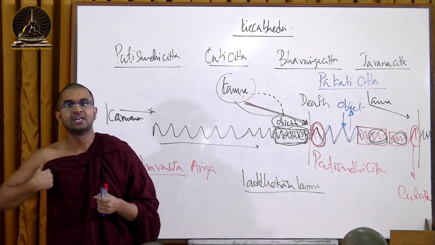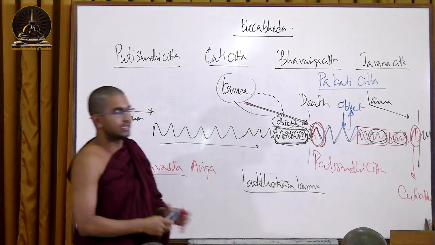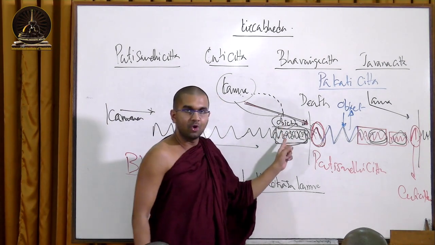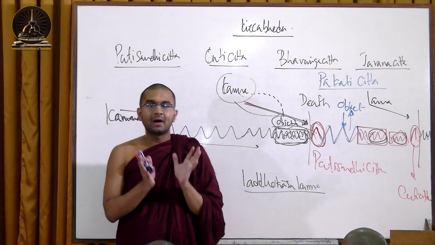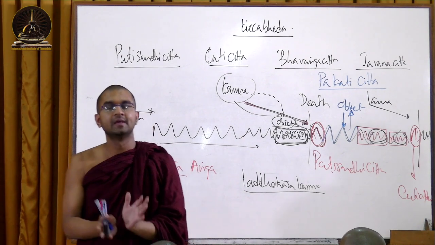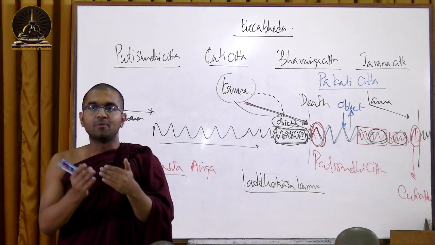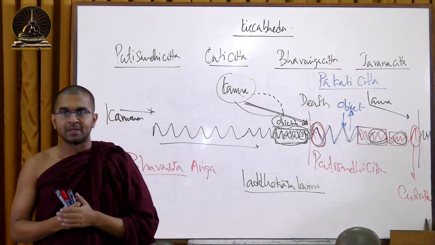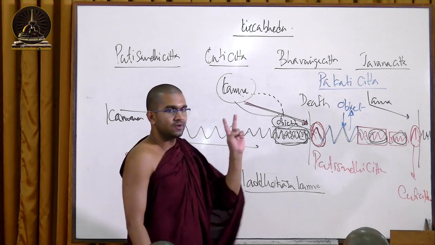The reason for this paṭisandhicitta to take the near-death object is that at the moment of death, close to death, the mind gets inclined. We can call it attached, but it's not always attachment. Inclined towards the object presented by the kamma. So at that level, there are two types of inclinations.